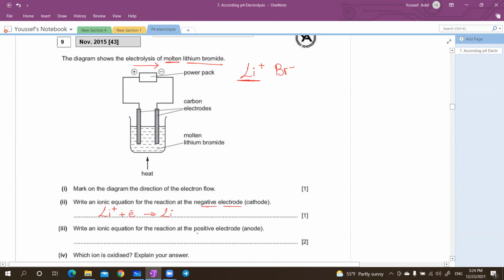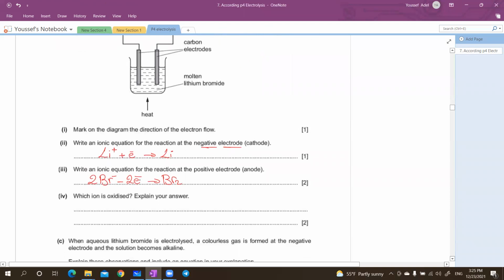The ionic equation at the positive: actually, the bromide negative ion will be attracted to the positive. So 2 bromide ions will lose 2 electrons to change to bromine gas. The bromine is diatomic. Next, which one is oxidized? Actually, oxidation is electron loss. So the one that lost electrons is the bromide ion.